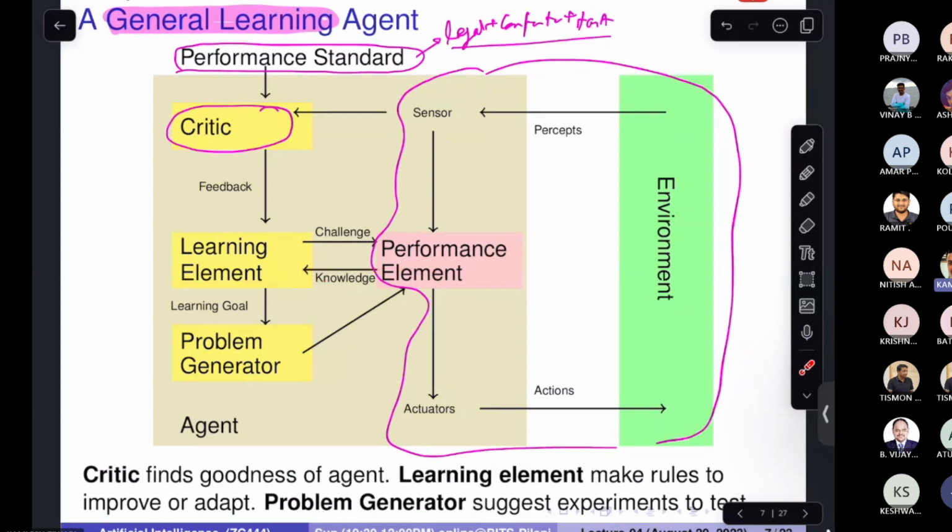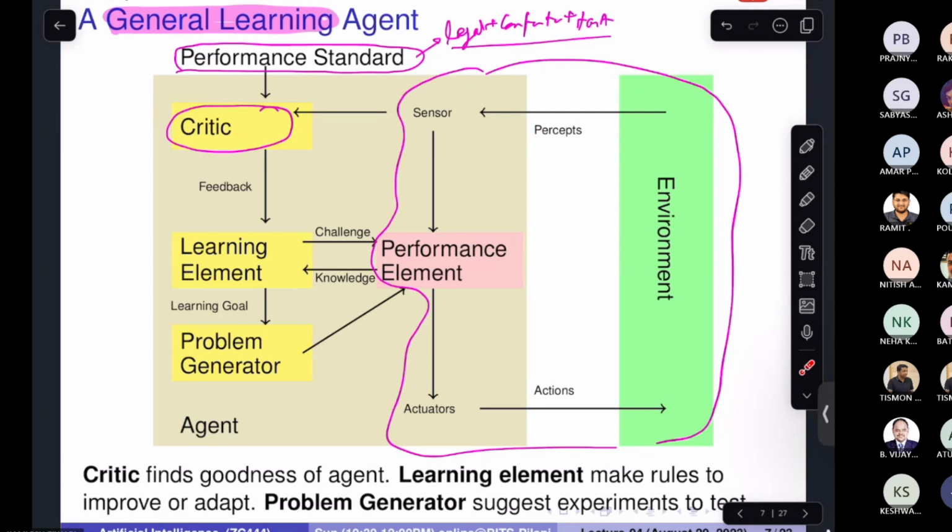Why have you done this wrong? Let me check your things. Then based on the feedback, it checks and points out that these things must change for the agent to be better. Am I right? So the learning element is telling the agent what to change so that it can be better. Is this part clear? Yes, sir, that's very simple.